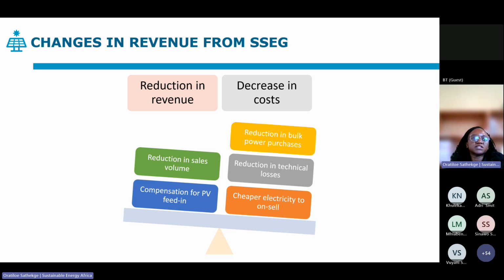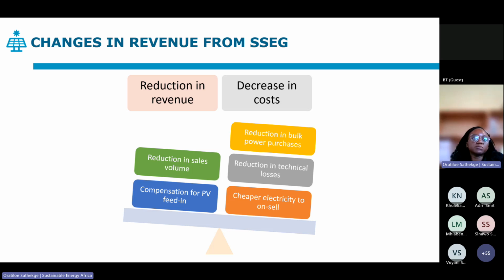Our blue block here says compensation for PV feed-in. Customers with SSEG reduce their consumption of grid electricity during the daytime when consuming power from their solar PV SSEG, and that results in a reduction in their electricity bill. On the other hand, in the decrease in costs, it would result in cheaper electricity for the municipality to sell, which in turn reduces their costs.